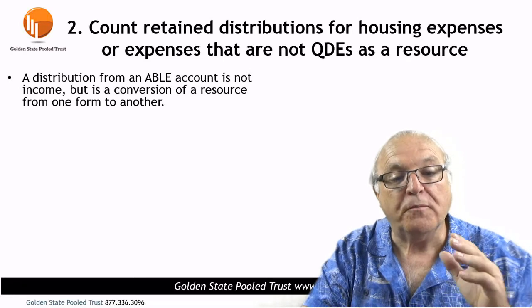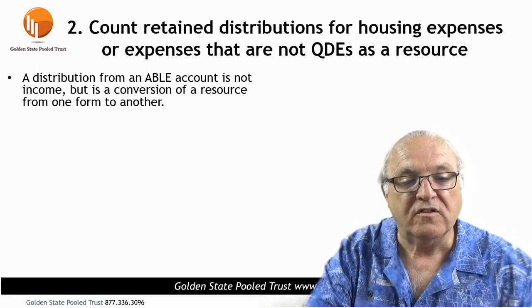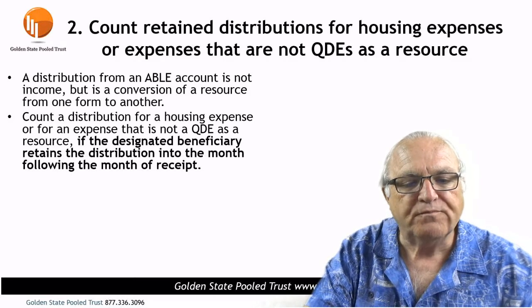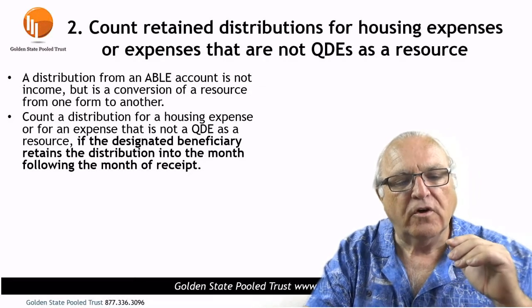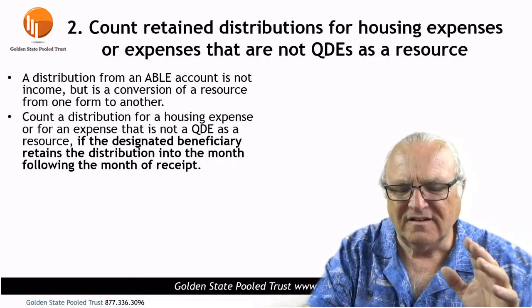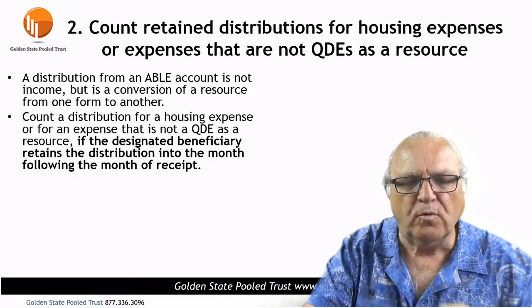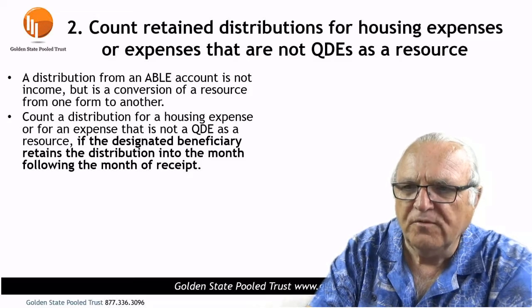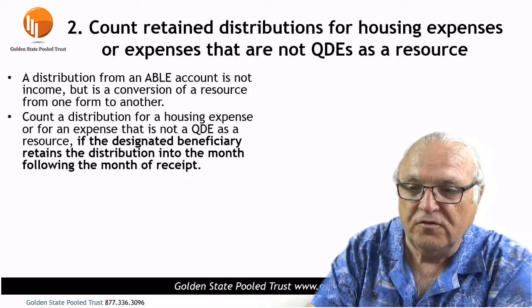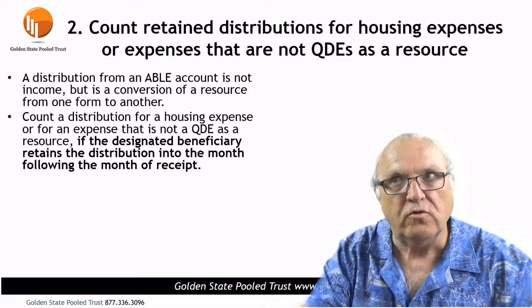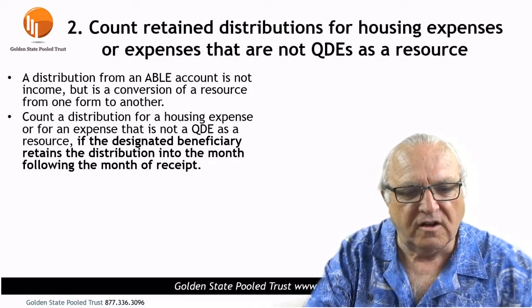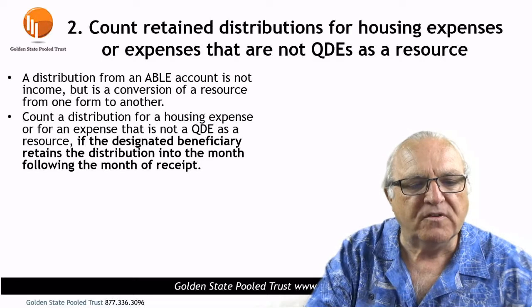A distribution from an ABLE account is not income, once again, but it's a conversion of a resource from one form to another. This is something that is a little hard to get one's arm around, and quite frankly, this is one reason why I would suggest that if you're paying for a QDE, don't take it out of your ABLE account and put it in your personal checking account. But we'll go through what happens if you do.